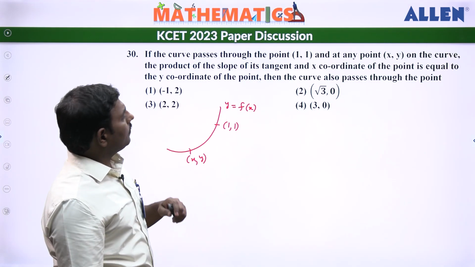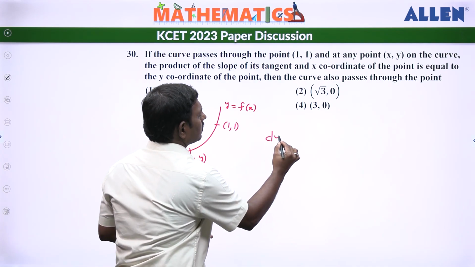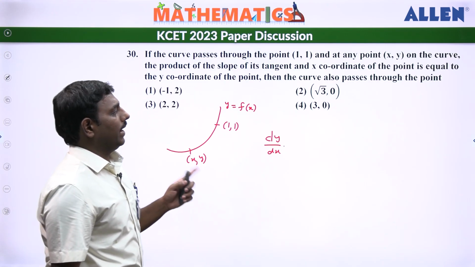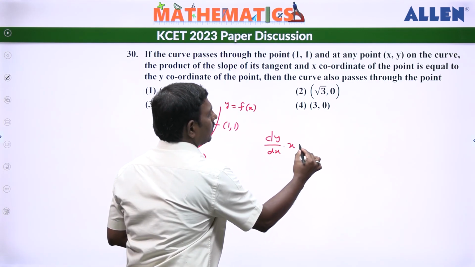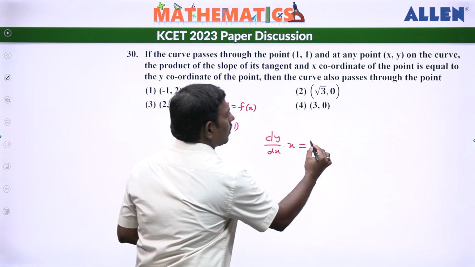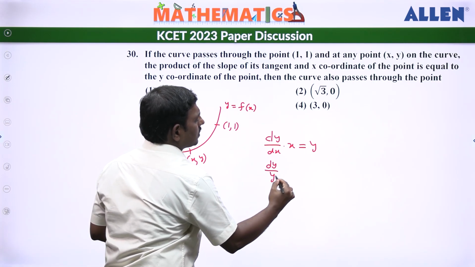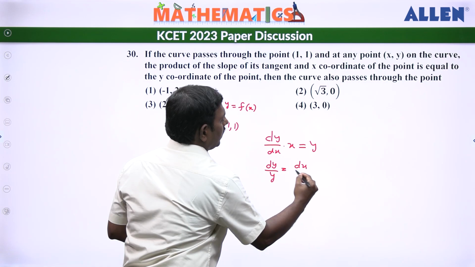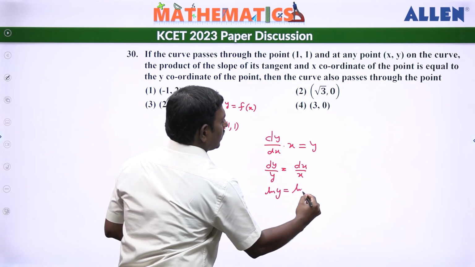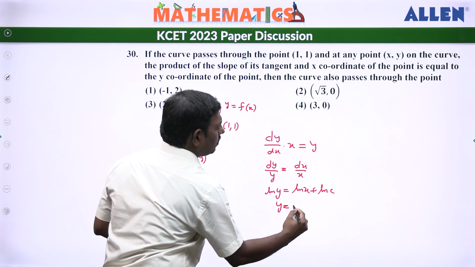Now see, what condition is given? The product of the slope, dy by dx, into the x coordinate of the point, which is x, is equal to the y coordinate of the point, which is y. So from this we can solve this differential equation. dy by y is equal to dx by x. So from this, ln y is equal to ln x plus ln c. So basically we got a line equation, y is equal to cx.